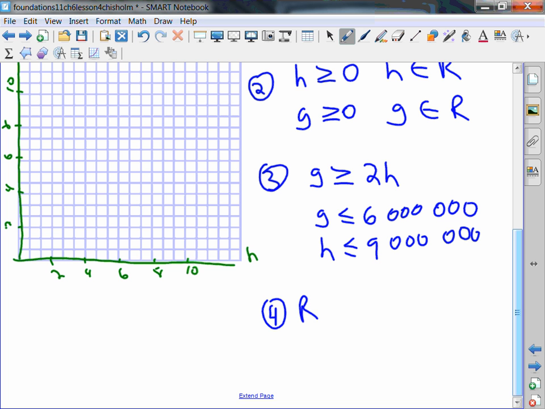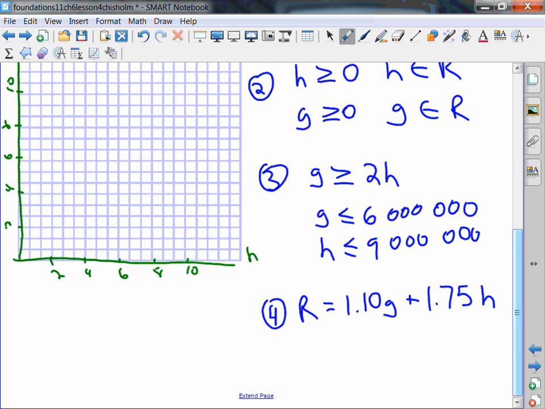Now, how much money they make depends on what they sell and how much they sell. But we can roughly say that it's going to be 1.10 for gas, because it's $1.10 per liter, plus 1.75 for heating oil. So that's how much revenue they're going to make: $1.10 per liter of gas, plus $1.75 per liter of heating oil.